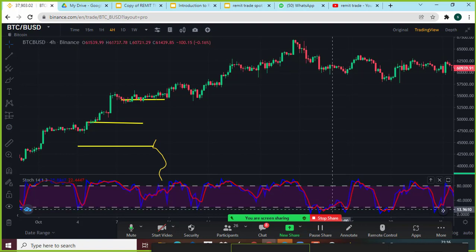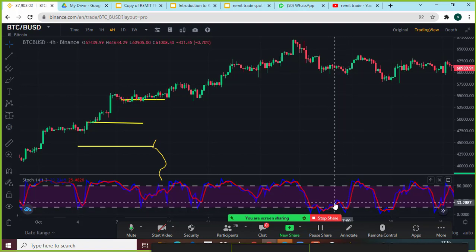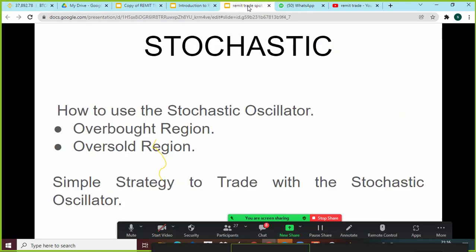That is only when you are placing a buy. This strategy can help you make a good sum of money using the stochastic.